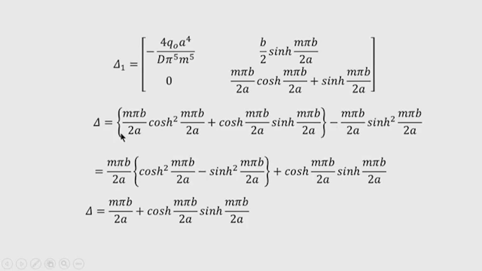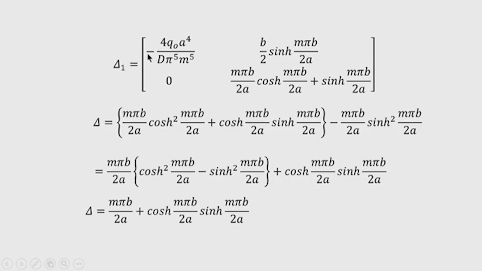Then one interesting thing you can see is that these two functions can be combined, because you know the relation cosh squared of m pi b by 2a minus sinh squared of m pi b by 2a is 1. So, therefore, we have combined these two terms, and the other term is as this. So, this is the delta.